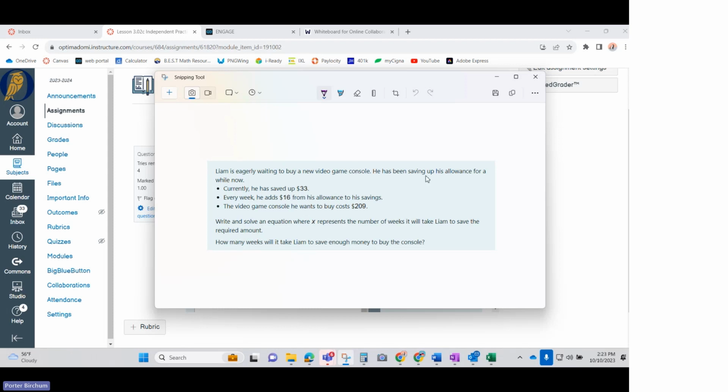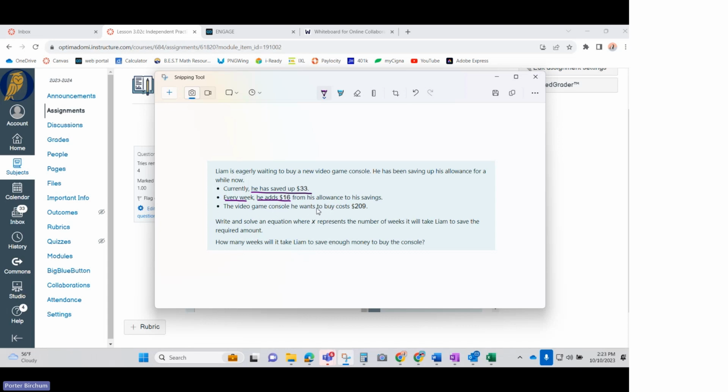So Liam is saving up his allowance to buy a video game console. Currently, he has saved $33. So currently, he has right now $33. Every week, he adds $116 to his savings.